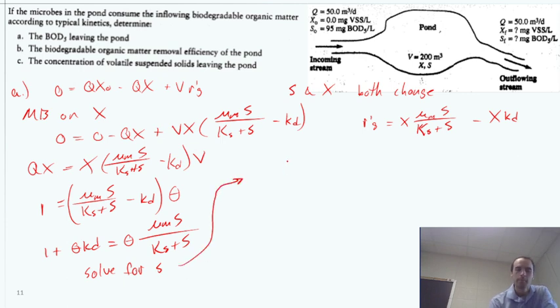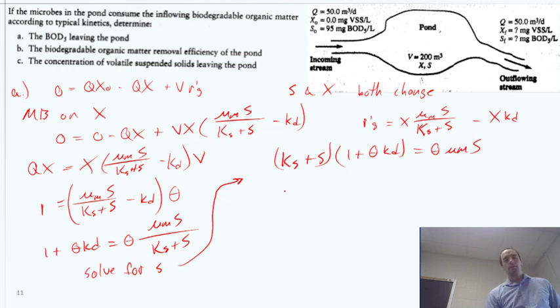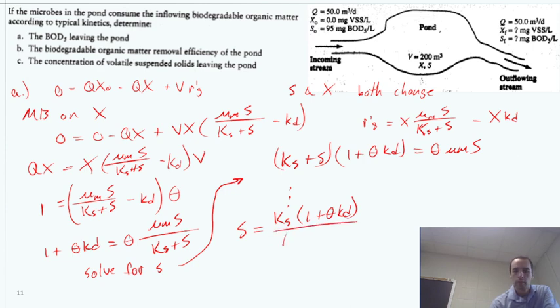I'll start that process here. Ks plus S times 1 plus theta Kd equals theta mu max S. Multiply across like we did. And I'll skip ahead so that we can finish here. So S should be equal to Ks times 1 plus theta Kd divided by theta times mu max minus 1 minus theta times Kd.